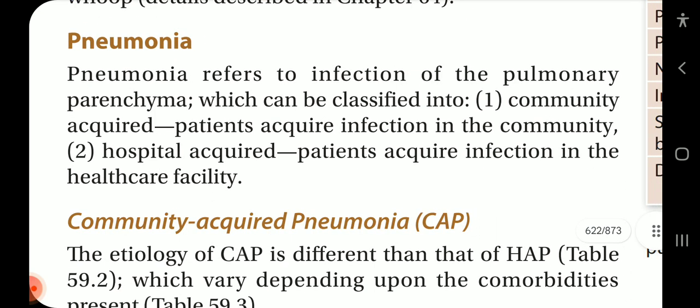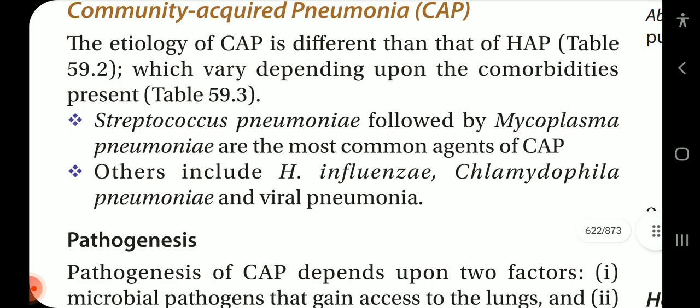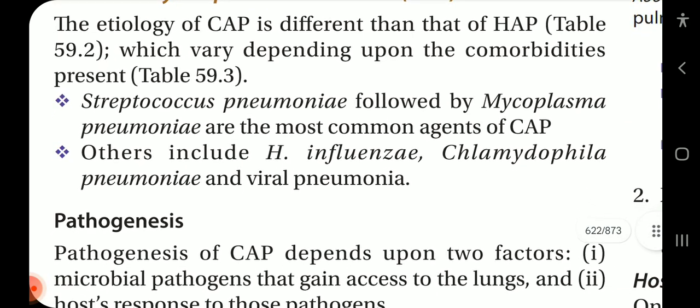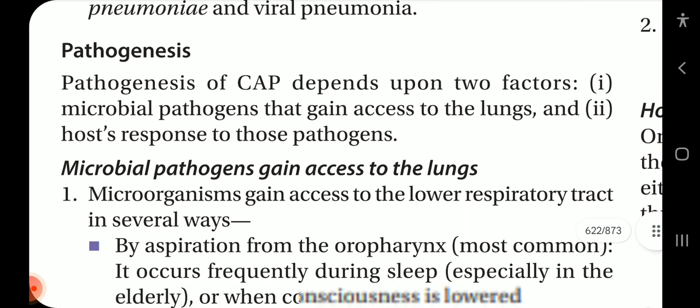Pneumonia. Pneumonia refers to the infection of the pulmonary parenchyma, which can be classified into community-acquired, in which patients acquire infection in the community, and hospital-acquired, in which patients acquire infection in the healthcare facility. Community-acquired pneumonia, CAP. The etiology of CAP is different from that of HAP, which varies depending upon the comorbidities. Streptococcus pneumoniae followed by Mycoplasma pneumoniae are the most common agents of CAP. Others include Haemophilus influenzae, Chlamydophila pneumoniae, and viral pneumonia.